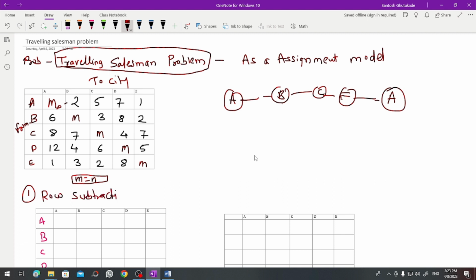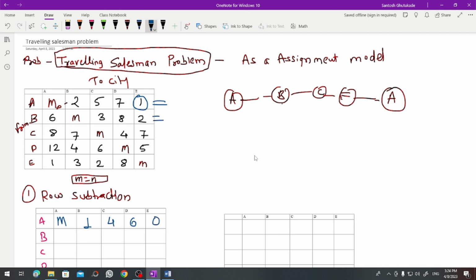In the row subtraction step we take the smallest element from a row and subtract that element from all other elements. Suppose this is the first row. In the first row, 1 is the smallest element, so subtract this 1 from all the elements of that row, keeping M as it is. So 2 minus 1 is 1, 5 minus 1 is 4, 7 minus 1 is 6, and 1 minus 1 is 0. This is for the first row.